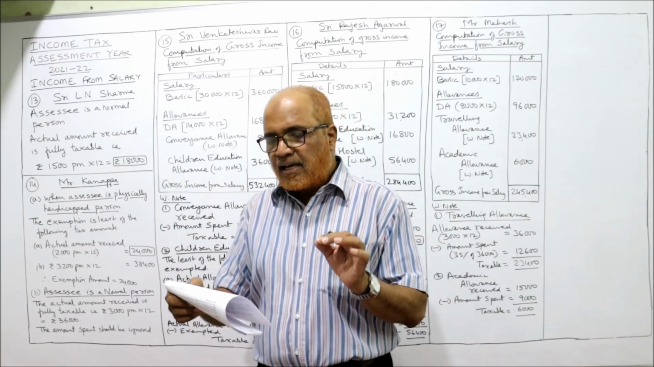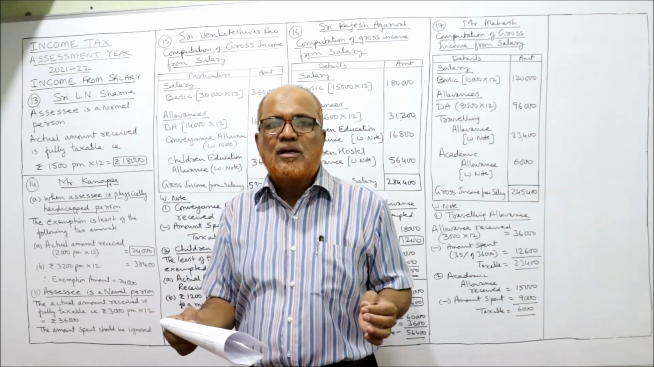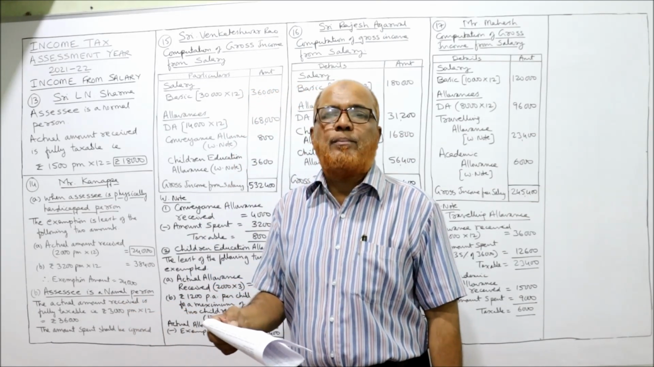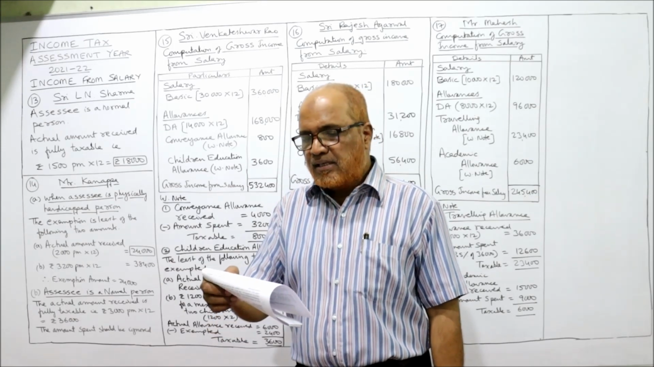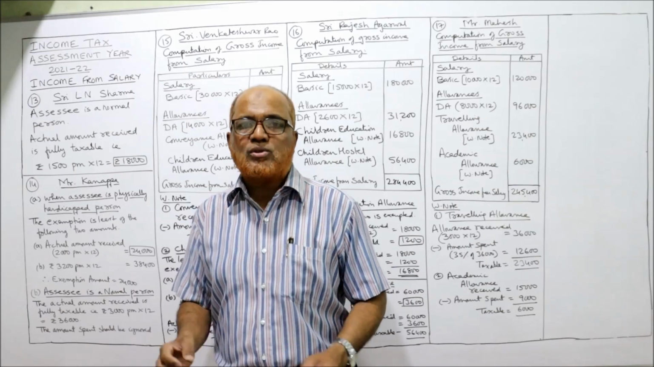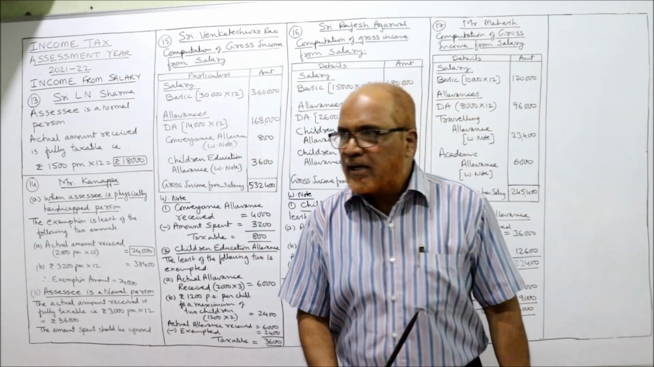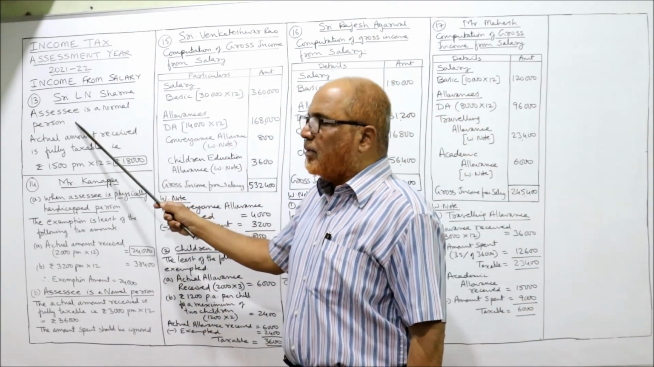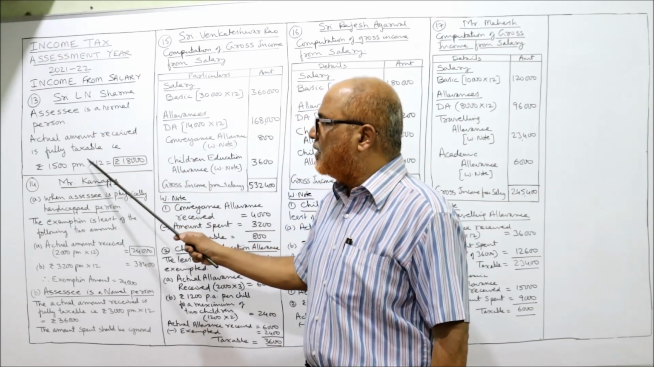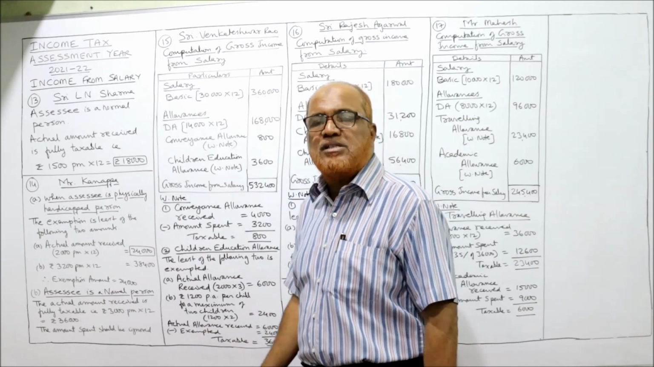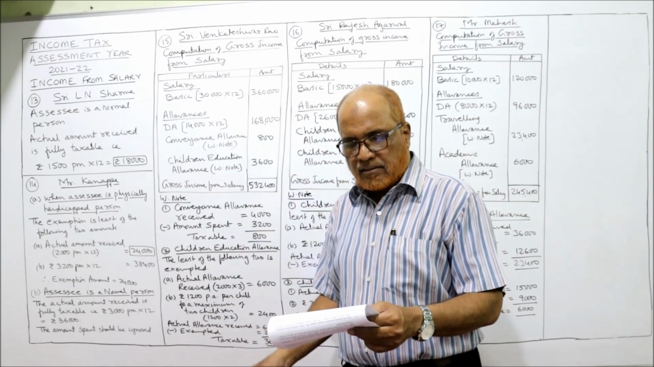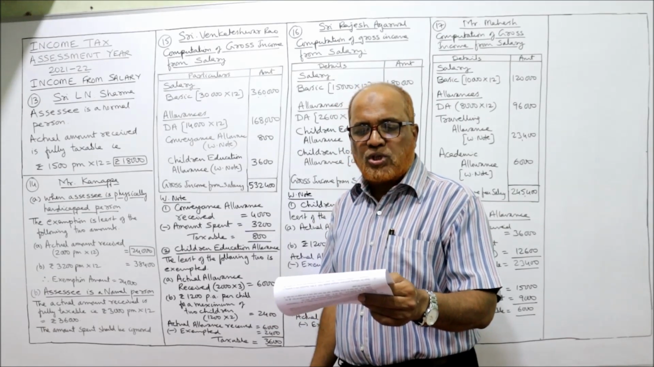So presently Sri L.N. Sharma is a normal person, so whatever transport allowance he receives is completely taxable. That is 1,500 per month into 12, 18,000 rupees is taxable. You can see the solution. The assessee is a normal person, actual amount received is fully taxable. 1,500 per month into 12, 18,000 is the taxable amount. That's it.